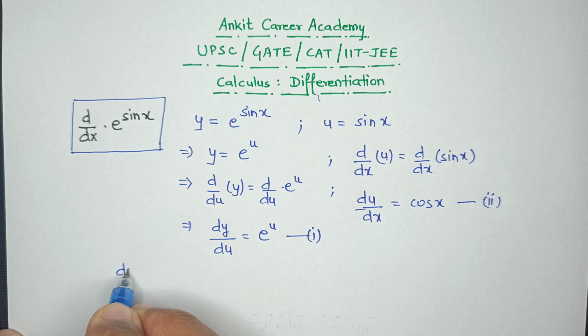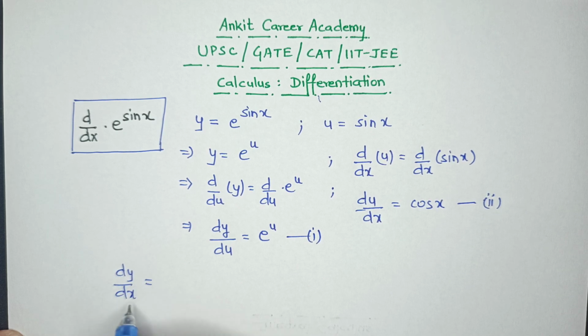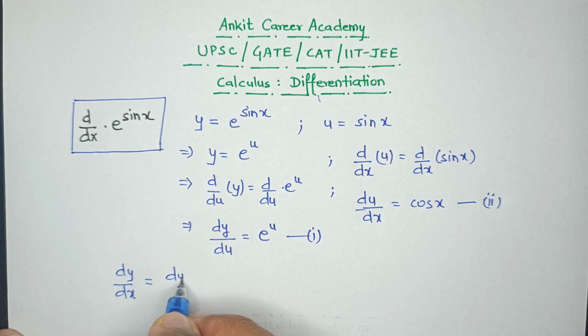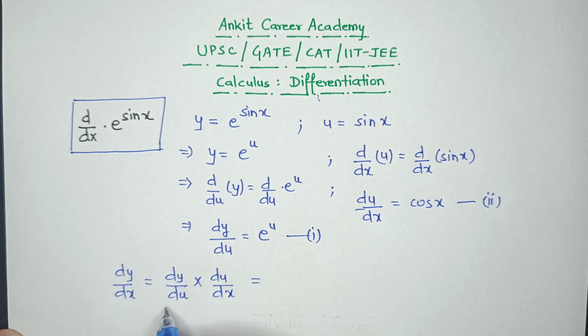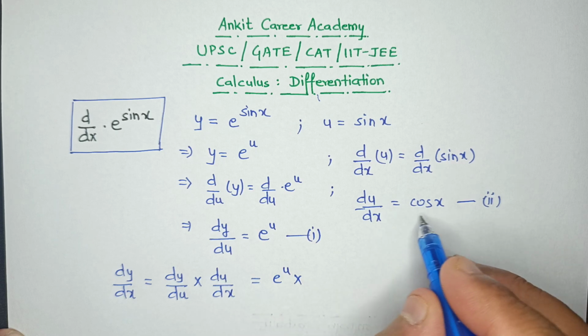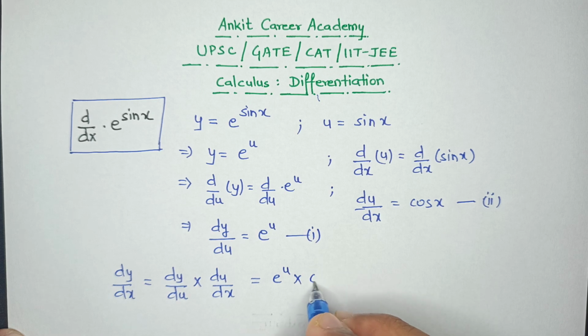Now in the original question we were asked to calculate the value of dy by dx. So as we know, the value of dy by dx can be written as dy by du multiplied by du by dx. So as you can see, if we cancel out du from both, eventually we are left with dy by dx. Now the value of dy by du is e raised to the power u from equation number 1, and this is multiplied by du by dx. Now the value of du by dx, as we have calculated, is cos x. So we will substitute this as cos x.